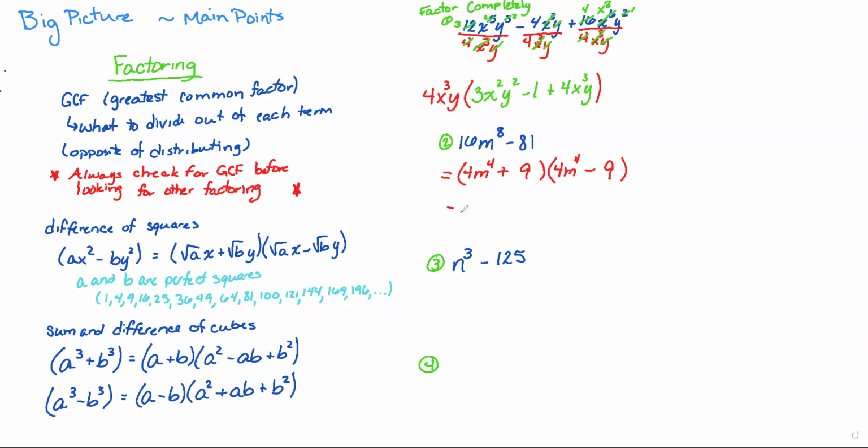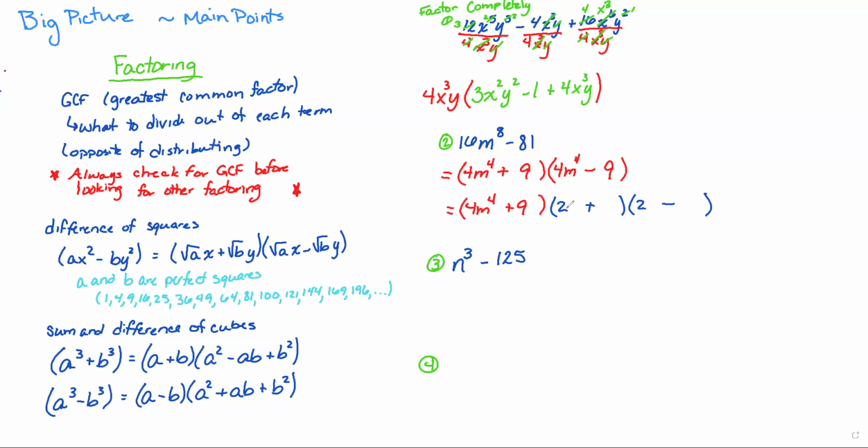So the first one is going to stick out. So that is going to be 4m to the 4th plus 9. That one can't change. Then the second one is going to be 2 sets of parentheses, a plus and a minus. And what times itself is 4, and that will be 2 and 2.